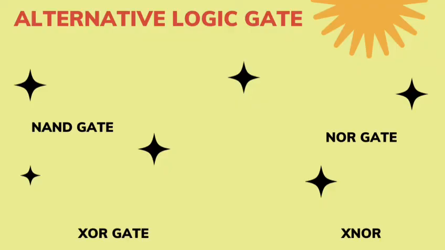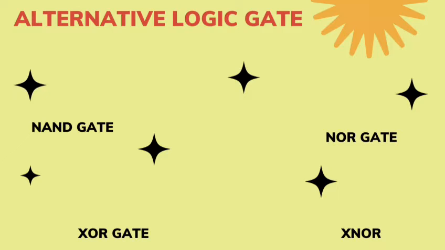The other one is the alternative logic gate. What does that mean? It means that it comprises 4. I told you initially that there were 7 in number, and this is the remaining four: the NAND gate, the XOR gate, the NOR gate, and the XNOR gate. All these make up the alternative logic gates.